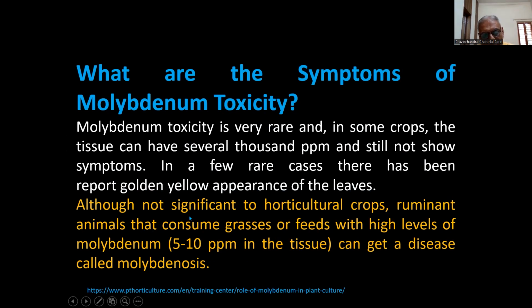Ruminant animals that consume grasses or feed with high levels of molybdenum, 5 to 10 ppm in the tissue, can get a disease called molybdosis. You can observe molybdosis when ruminant animals consume grasses or feed with molybdenum levels greater than 5 to 10 ppm in the tissue.